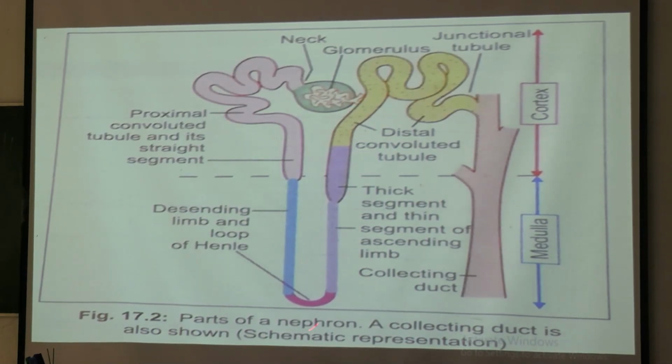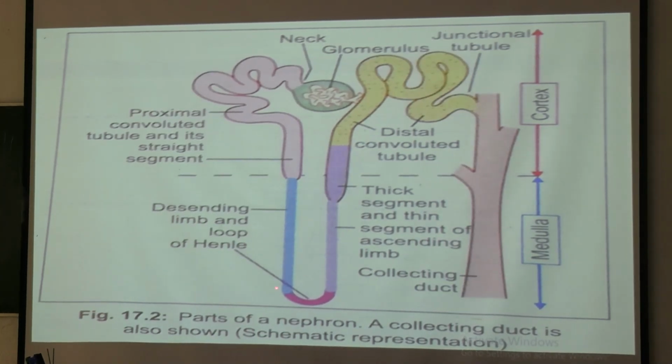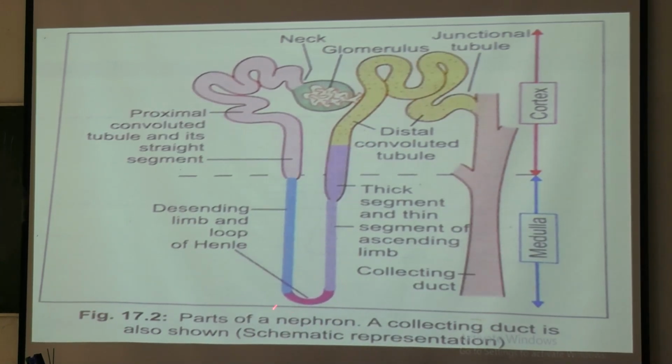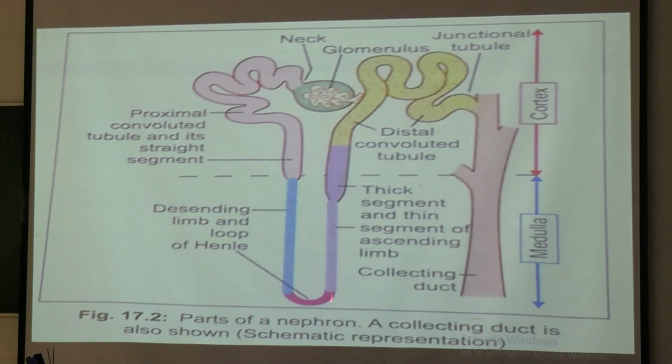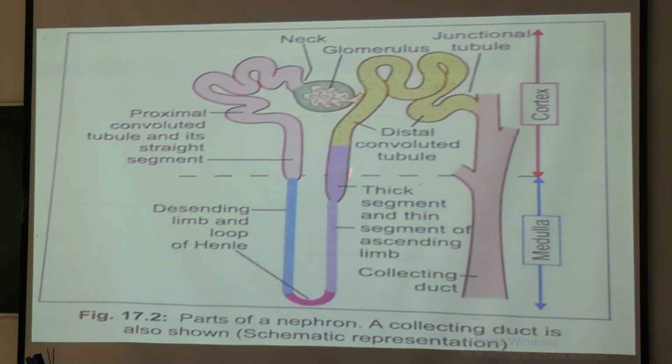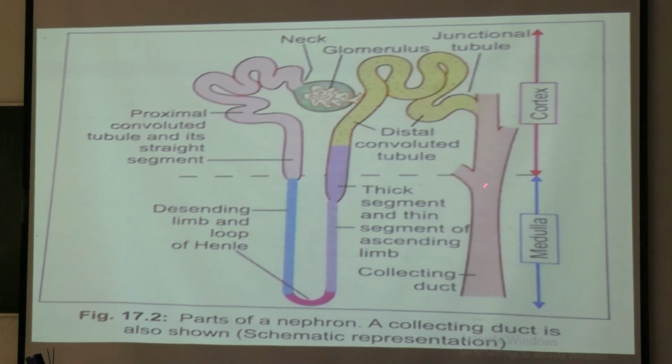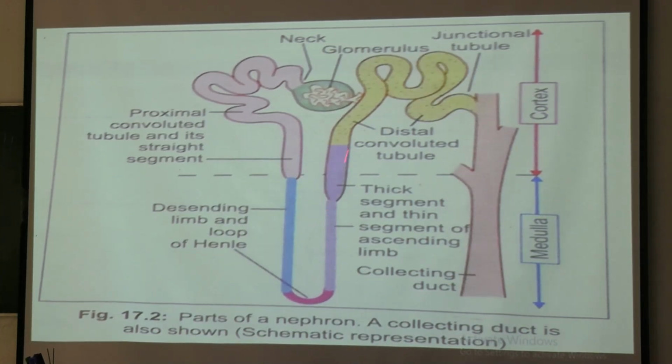This loop is known as the loop of Henle. It has a descending limb of the loop of Henle, and here is the loop of Henle, ascending limb of the loop of Henle. The ascending limb also has a narrower part and a thick segment. Okay, narrow segment and a thick segment.